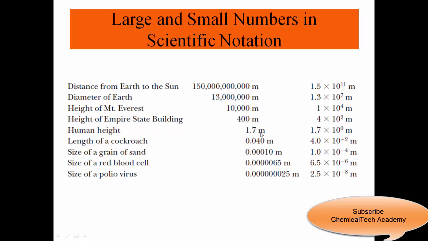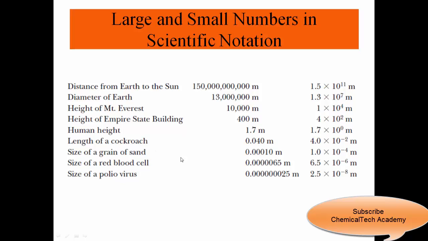Human height, 1.7 meters. We don't need to convert it, but if you want to write it in scientific form, it can be 1.7 times 10 power 0 meters. As you know, 10 power 0 is equal to 1. The length of a cockroach is 0.040 meters, or in scientific notation, it's going to be 4.0 times 10 power minus 2.